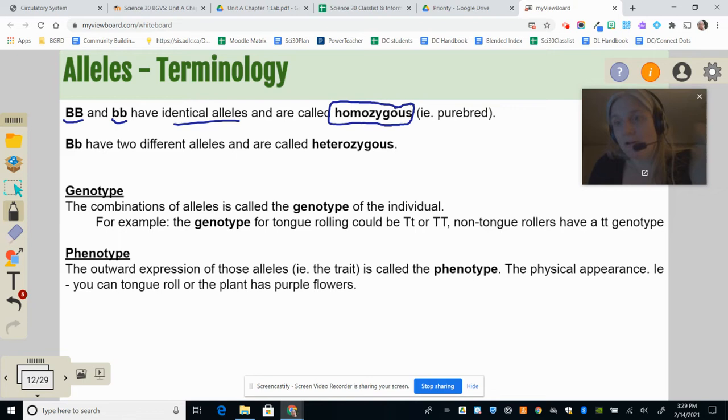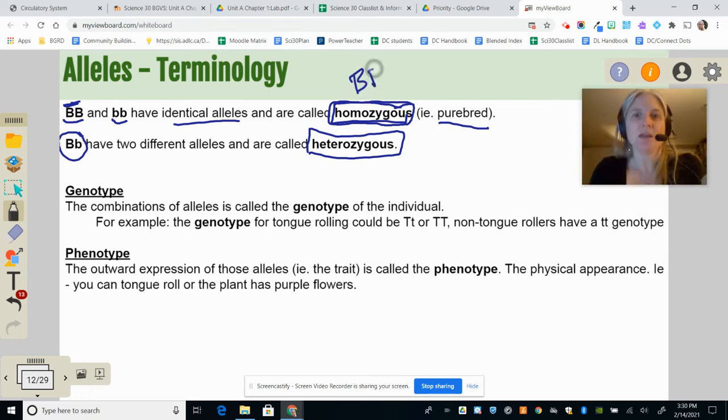Okay, or you might hear it referred to as purebred. Right, so they're not mixed up. The alleles are the same on both chromosomes for that person or that organism. You can have, as we've seen, one dominant and one recessive allele, and this situation is called heterozygous. So homo is the same, homozygous, the same. So you either are BB, two dominants, or bb, two recessives. Okay, that's purebred. If you're heterozygous, that means you have one dominant and one recessive allele.